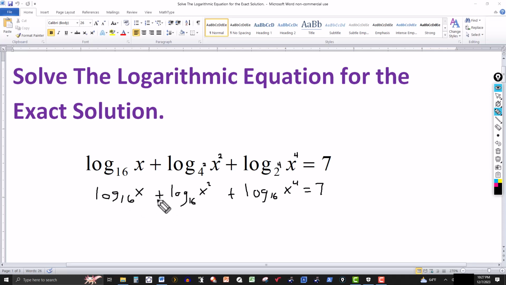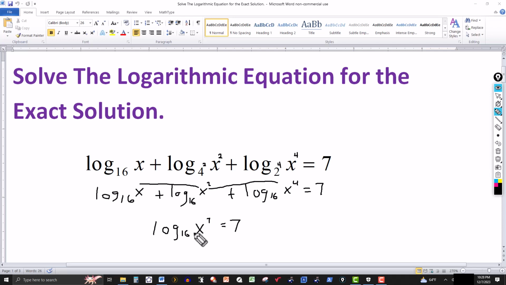So now I have all the logs to the same base, and then I'm going to use the property of logs that tells me if I have the sum of logs, I can write that as a single expression. It'll be the log to whatever base we're using, in this case 16, of the product of the values you're taking the log of. So I have x, then multiply the x to the second, that's x to the third, then x to the third times x to the 4th gives me x to the 7th. That's equal to 7.